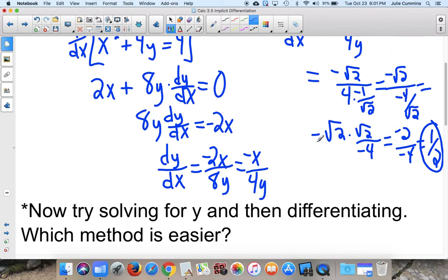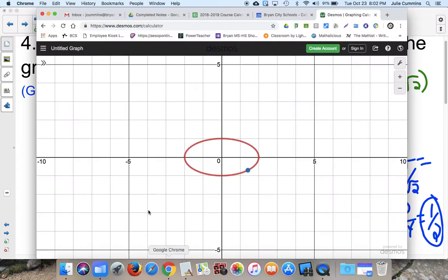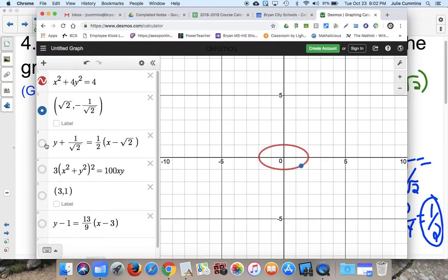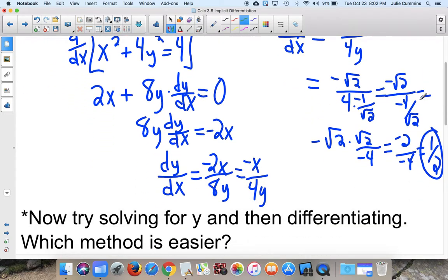If we wanted to, we could write the equation. This did not ask us to write the equation, but if you wanted the equation of the line, it would be y minus y1 equals m(x minus x1). So if you were asked to write the equation, you would just do it there. I did both of these on Desmos, so let me find it here. I went ahead and wrote that equation, and sure enough, right here we have that slope of 1/2. So this is definitely the tangent line at that point, so we have successfully found the slope, 1/2.